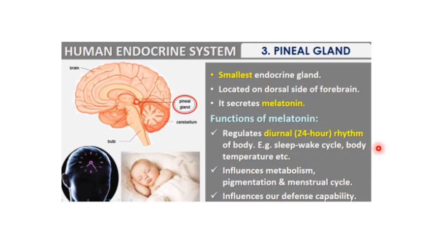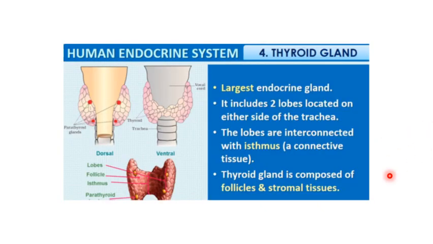The pineal gland is the smallest endocrine gland. It is located on the dorsal side of the forebrain and it secretes melatonin. The function of melatonin is that it regulates the diurnal rhythm of the body, that is your sleep and wake cycle, the body temperature, and such changes. It also influences metabolism, pigmentation, and the menstrual cycle. It influences our defense capabilities.